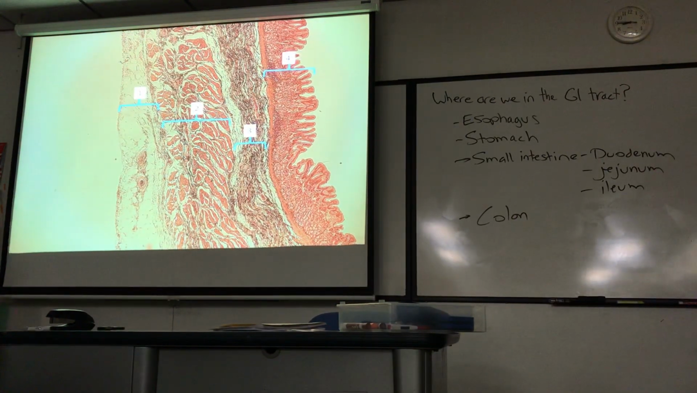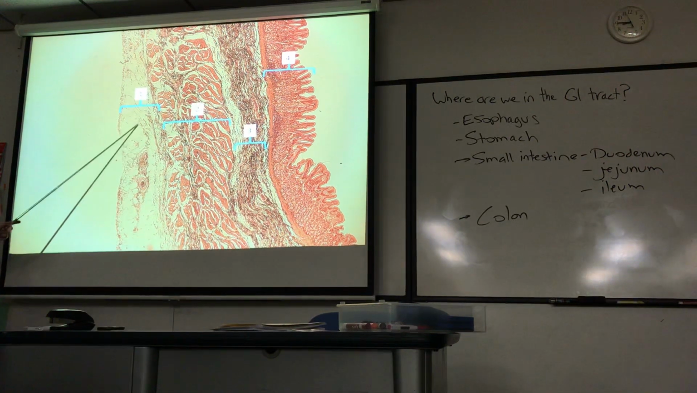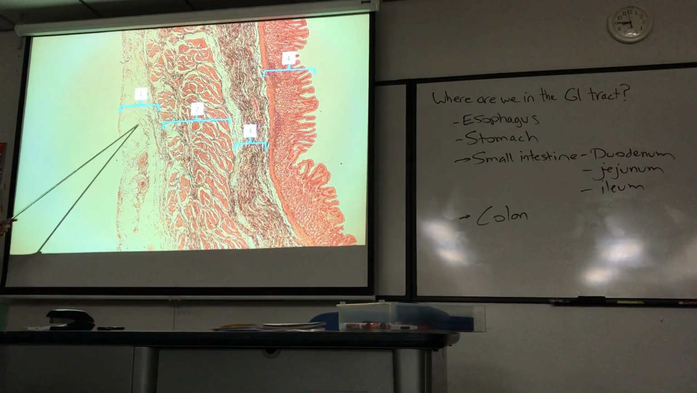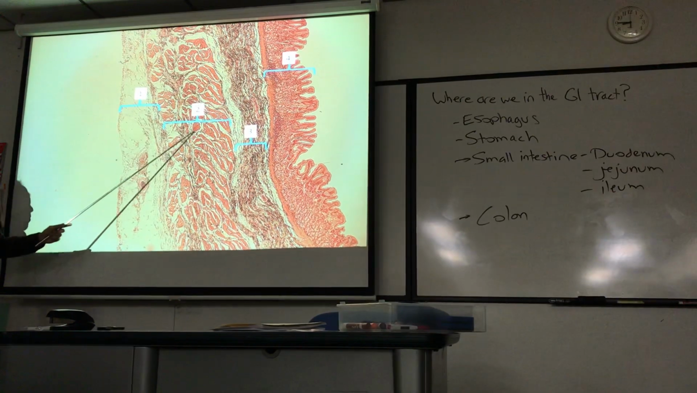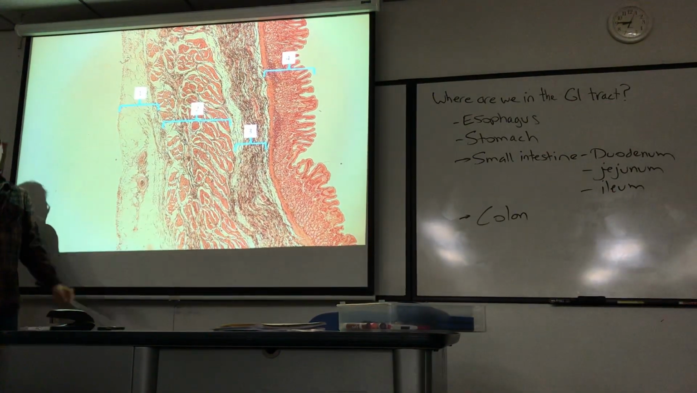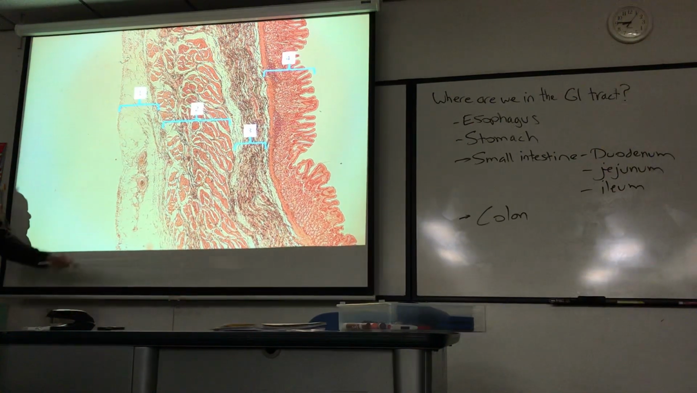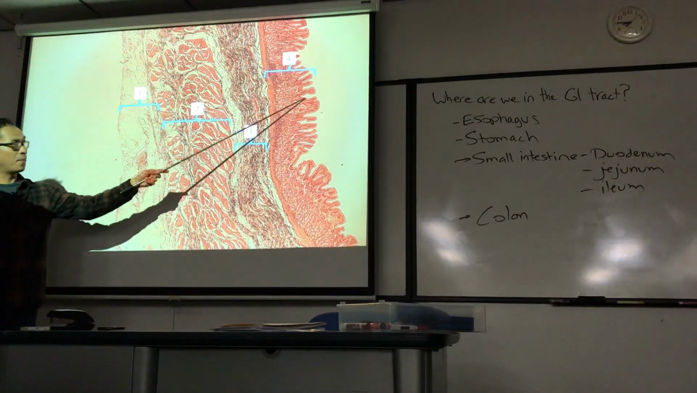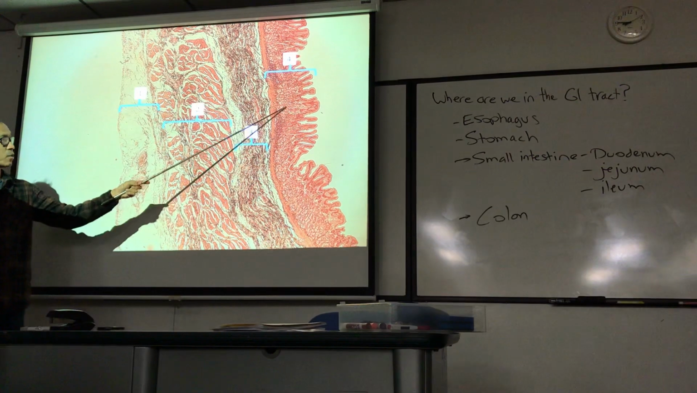Moving on, stomach. There are different regions of the stomach. Don't bother which region you're looking at. Just know that this is stomach. So 1, 2, 3, 4, going from outer to inner this time. Serosa adventitia, muscularis externa, submucosa. 4 is mucosa.